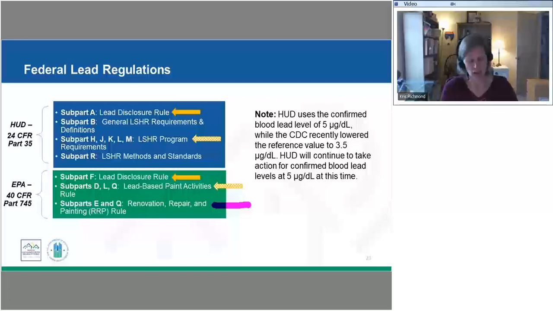This is not an all-inclusive list, so if you are running a project-based assistance and you're not sure if your program is affected, you want to check with your HUD office. And as I mentioned, if you are administering housing choice vouchers, that follows Subpart M TBRA. So today we are focusing on project-based assistance, where that voucher or that rental assistance is actually tied to a particular unit.